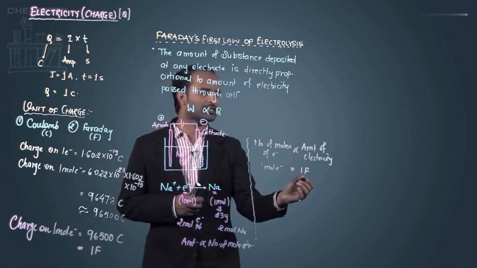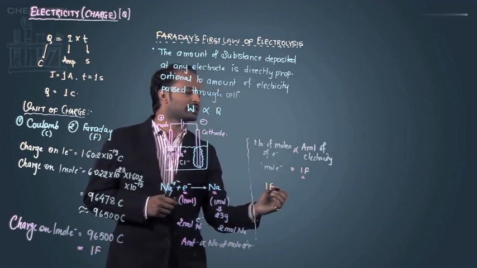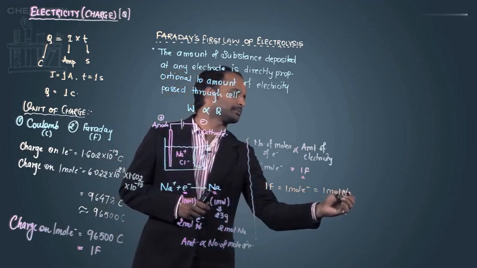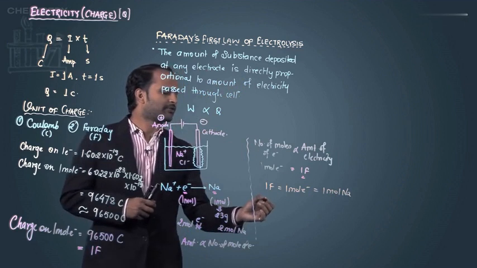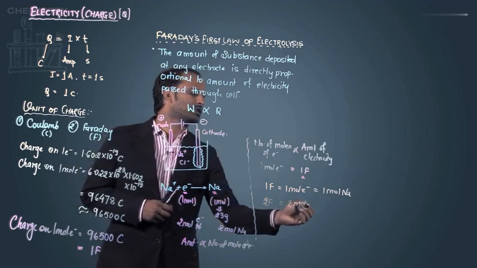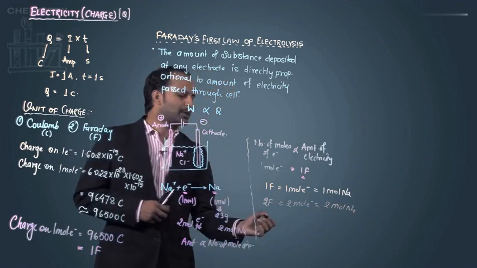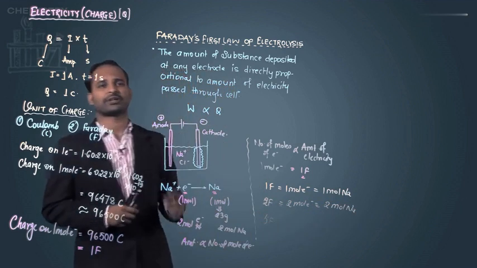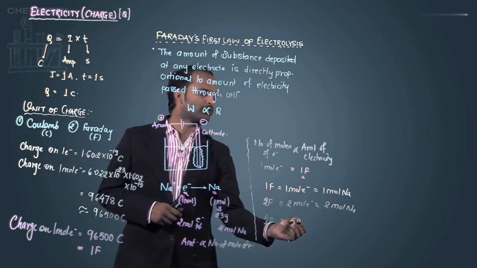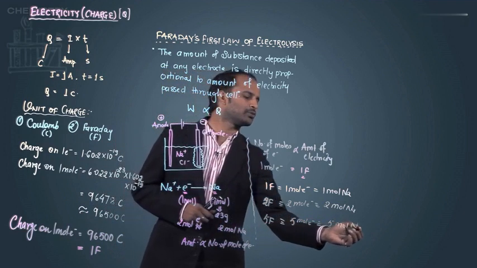If I'm passing 1 Faraday of electricity, the electron deposited is 1 mole. So if 1 Faraday of electricity is passed, then 1 mole of electron is deposited, and 1 mole of electron will form 1 mole of sodium. If I am passing 2 Faraday of electricity, then 2 Faraday will accelerate 2 moles of electron, and after gaining 2 moles of electron, 2 moles of sodium will form. If I am passing 5 Faraday, which means 5 into 96,500 coulombs of electricity, then 5 moles of electron has been accelerated, which will be gained by 5 moles of Na+, and that's why 5 moles of sodium will form.